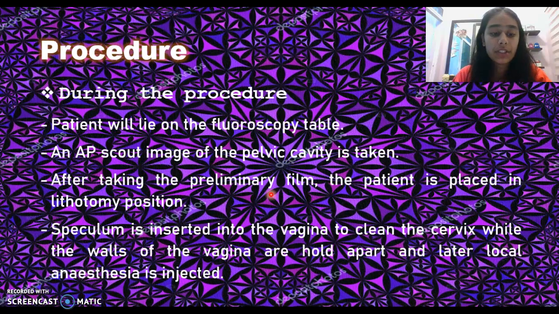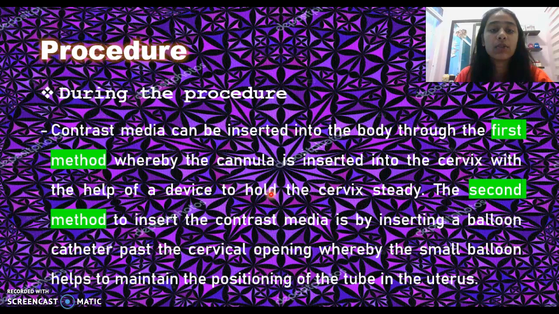Okay, so during the procedure, the patient will be lying on the fluoroscopy table, and the AP scout image of the pelvic cavity will be taken. After taking the preliminary film, the patient will be placed in the lithotomy position, whereby the patient will be lying down with the knees flexed. Then the speculum is inserted into the vagina to clean the cervix and insert a catheter.